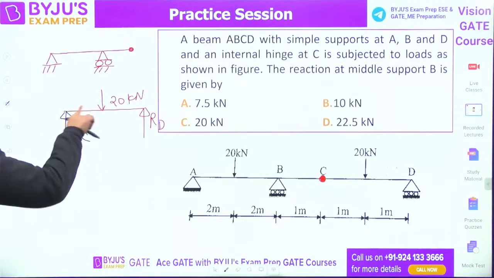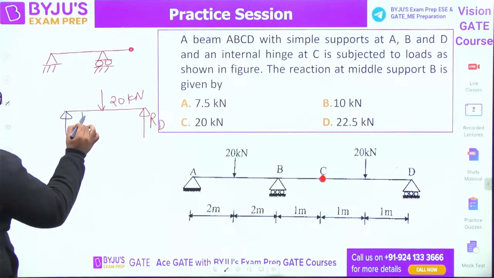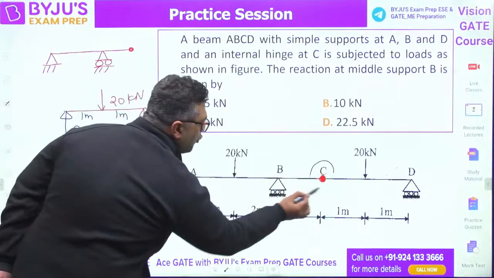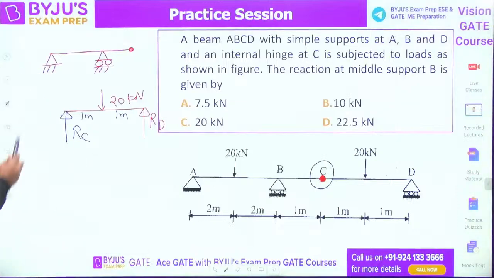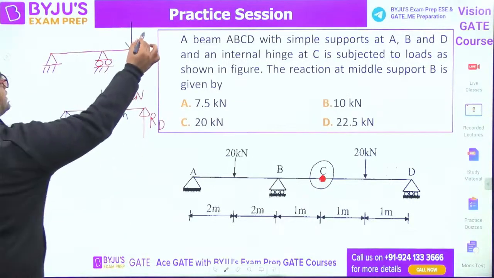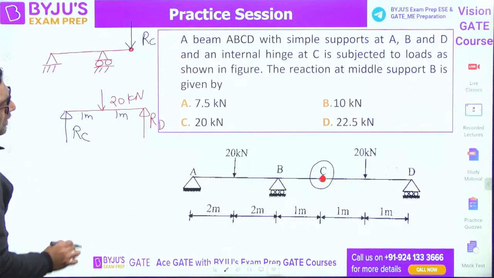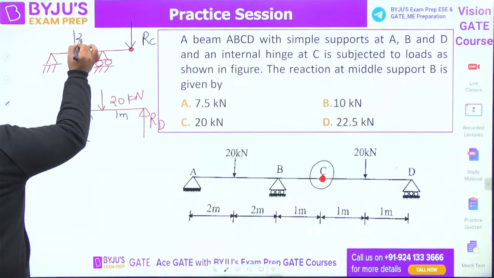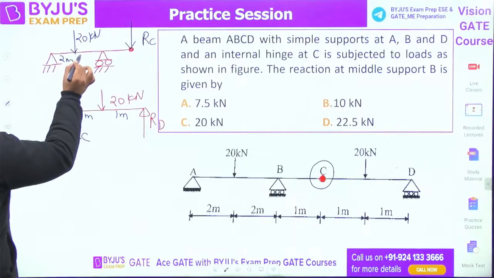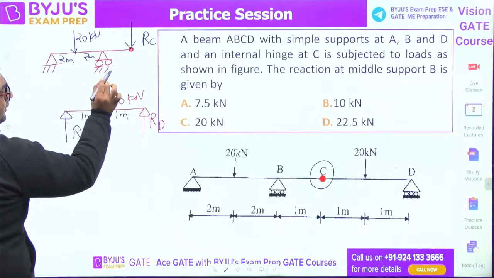So from symmetry you can find out, because this is 1 meter, this is 1 meter. And at C, there is no other force. So if we assume upward direction here, here it would be a downward reaction. So this is RC here. And here you also have one force of 20 kilonewton. And once again you can see the distances here are 2 meter, 2 meter and 1 meter.